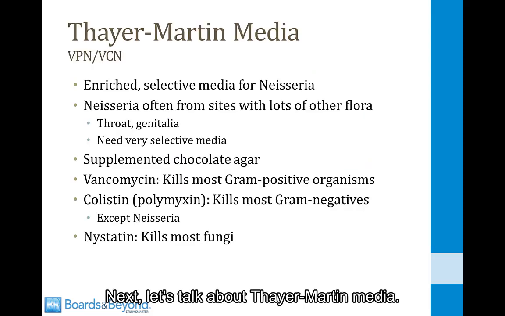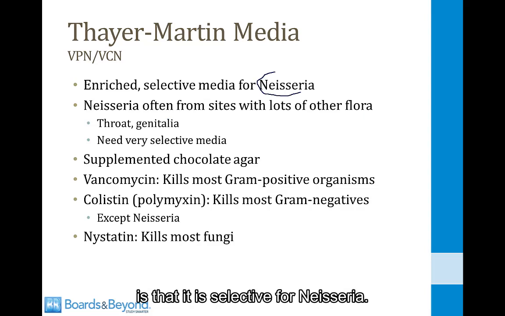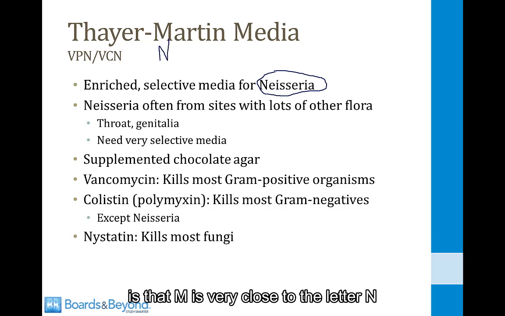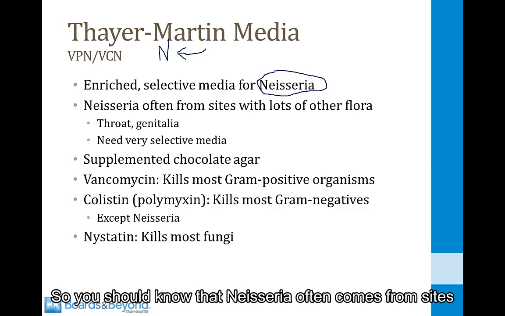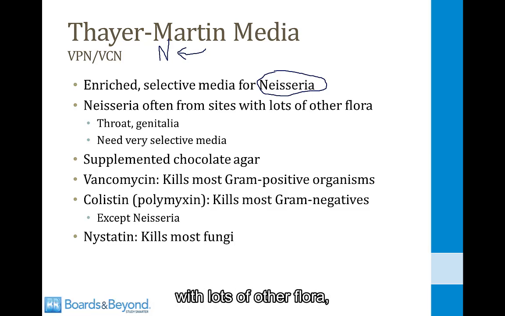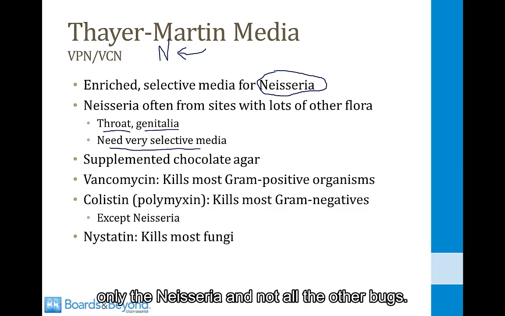Next, let's talk about Thayer-Martin media, and the thing to know about this media is that it is selective for Neisseria, and the way I've always remembered this is that M is very close to the letter N, so therefore you can remember that N is for Neisseria. So you should know that Neisseria often comes from sites with lots of other flora, for example the throat or the genitalia. So you need a selective media that will grow only the Neisseria and not all the other bugs, and that's what Thayer-Martin media does.